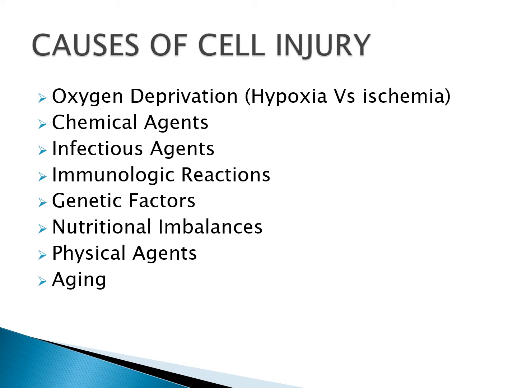As you know, hypoxia is different from ischemia. Ischemia is loss of blood supply, which can lead to hypoxia. بينما hypoxia is just loss of oxygen supply, which can be caused by ischemia or other causes like, for example, respiratory diseases. Chemical agents, infectious agents, immunologic reactions, genetic factors, nutritional imbalances, physical agents, and aging.